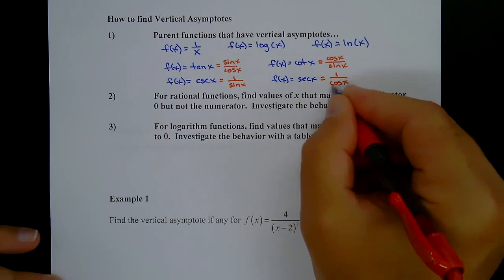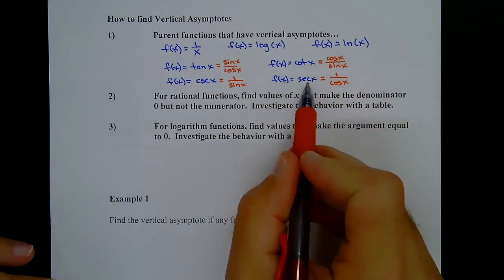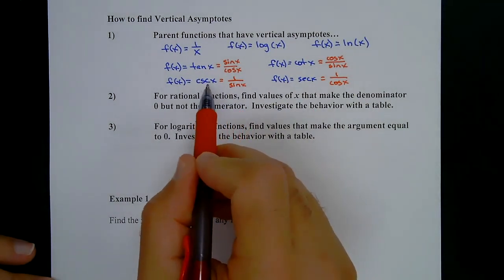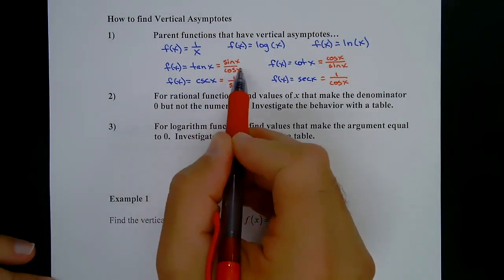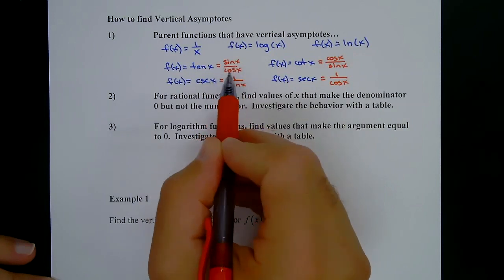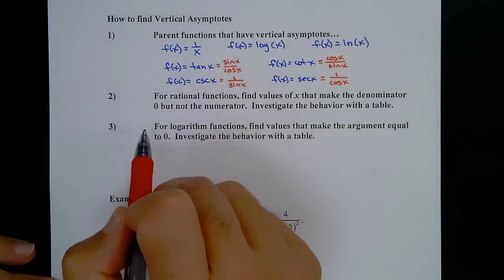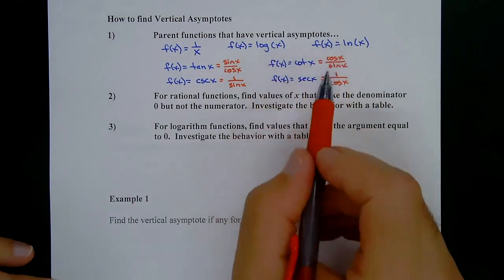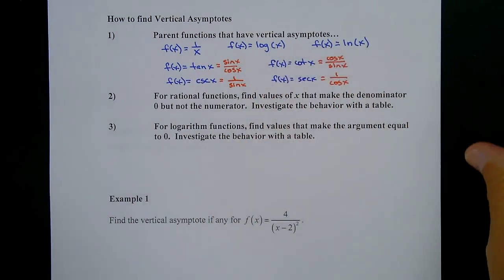And so whenever cosine of x is 0, that's going to cause this to have a vertical asymptote. Whenever sine of x is 0, it's going to cause this one to have a vertical asymptote there. Whatever values make cosine of x 0, that's going to make tan x have a vertical asymptote. And the same thing here. These can't be written as fractions, so you just have to know these parent functions.